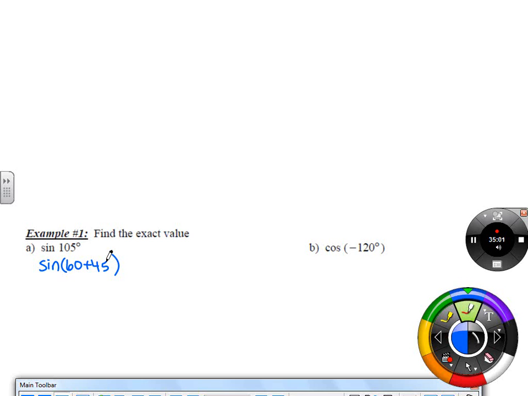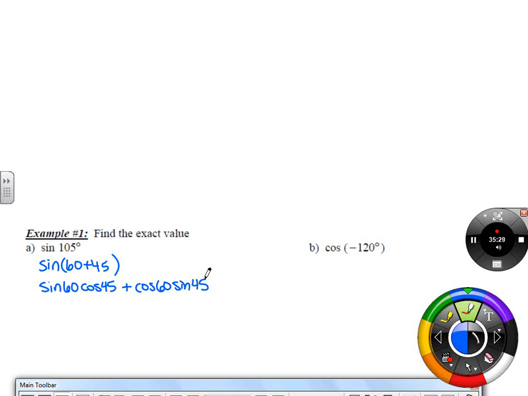Now, no distributive property here. Sine is not a number. It doesn't just get to go in and multiply everybody, okay? It's a function. You've got to use the formula that we just talked about. So this would be sine of 60, cosine of 45. Again, I'm using these as my alpha and my beta in the formula. Then it would be plus cosine of 60, sine of 45.